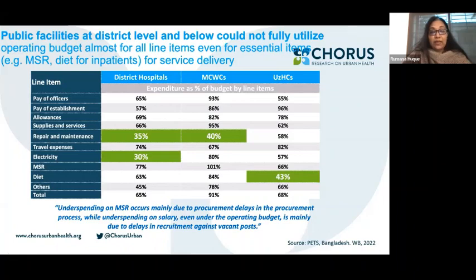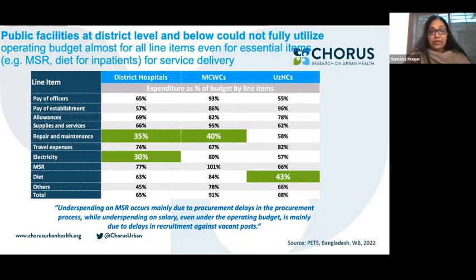So as I was saying, public expenditure tracking also looks into how much funding goes to different levels. So we tracked the expenditure by line item. We looked into the district hospital, maternal and child welfare centers, and Upazila health complex. Each district in Bangladesh has one district hospital and around one maternal and child welfare center. And the tier below the district is sub-district. So this is a sub-district health complex. We call that Upazila health complex. So public facilities at district level and below also could not fully utilize their operating budget.